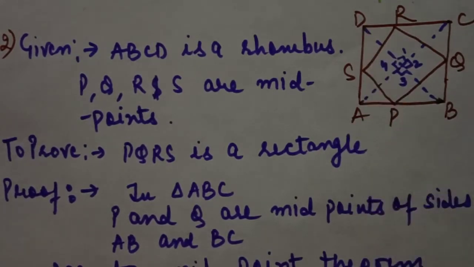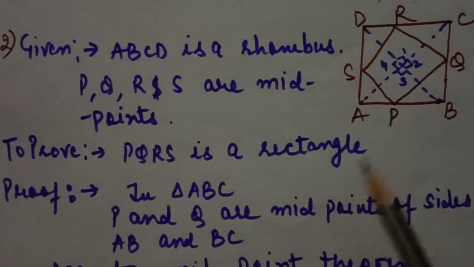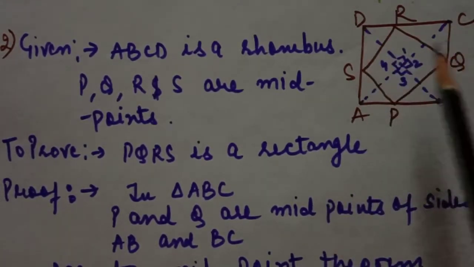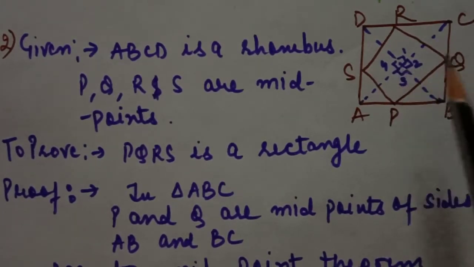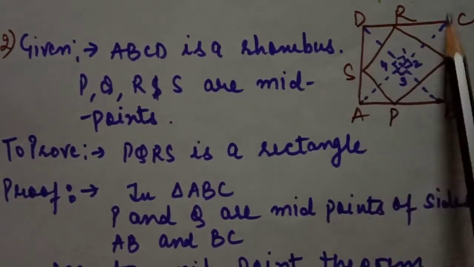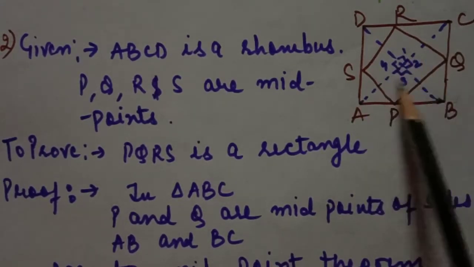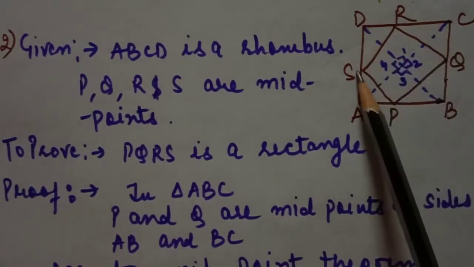You remember all the properties of a rhombus? What are the properties of the rhombus? All sides are equal to each other. Both the diagonals bisect each other at right angles. It means both diagonals cut each other at angles 1, 2, 3, 4, all equal to 90 degrees, and all sides are equal to each other.